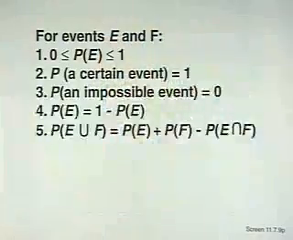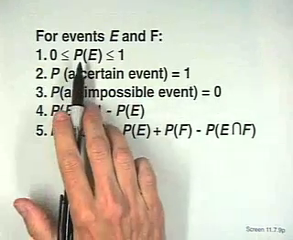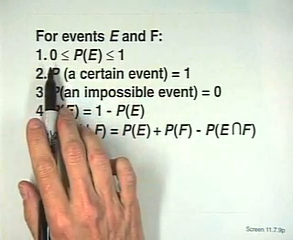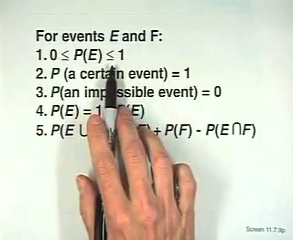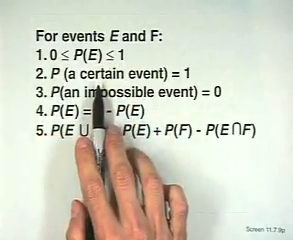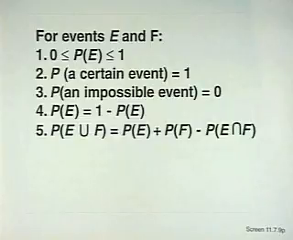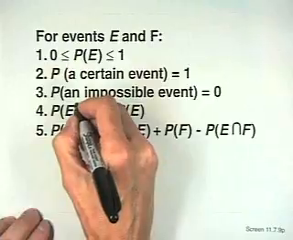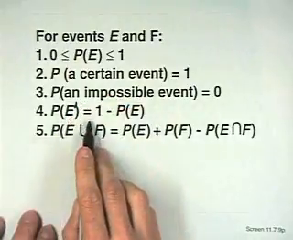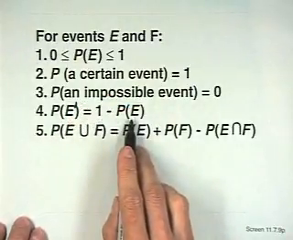Now, there are some probability properties I'd like to review for you. We've used them, but now it's time to write them down. For events E and F, a probability has to be greater than or equal to 0, but less than or equal to 1. The probability of a certain event, an event that will occur, is exactly 1. The probability of an impossible event, one that will not occur, is exactly 0.